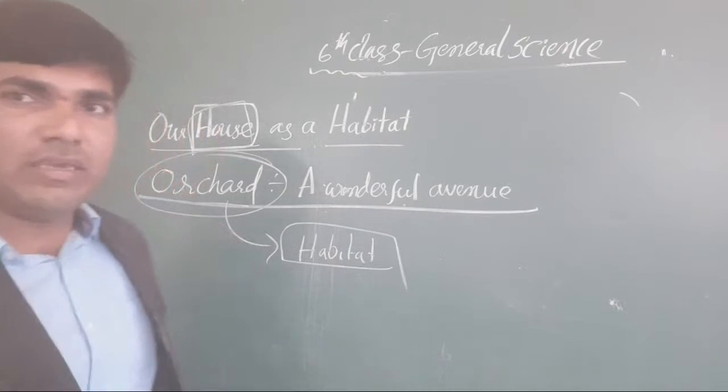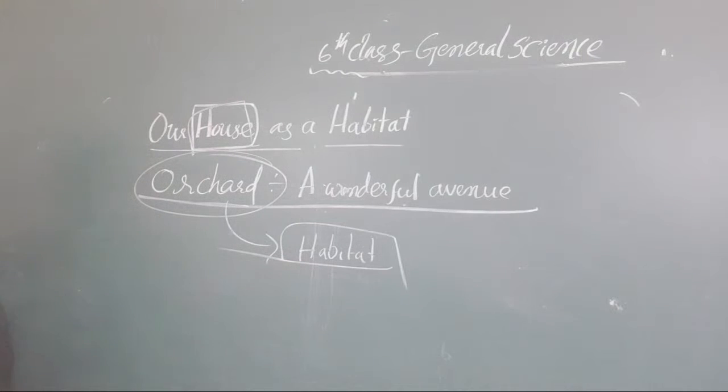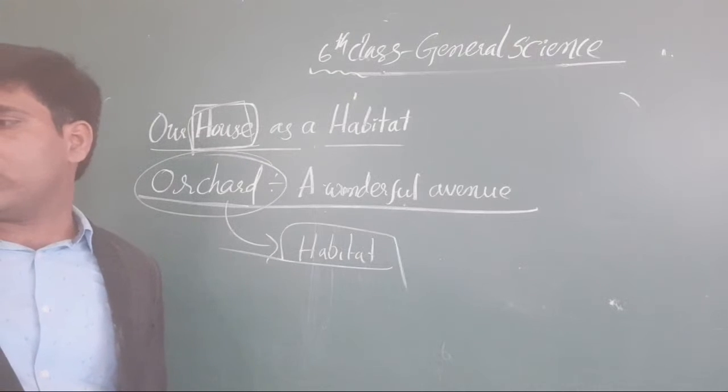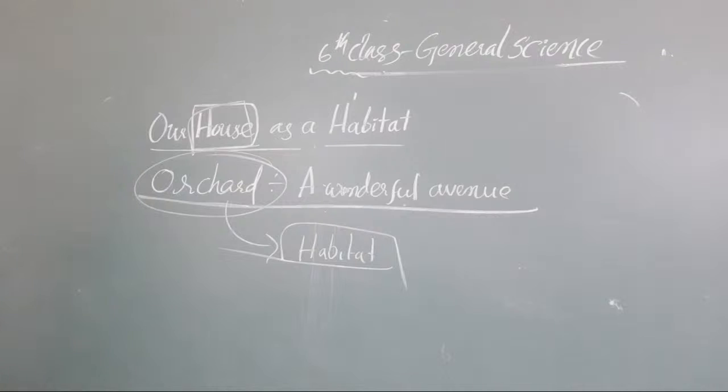Yes, and here our orchard also works as one of the wonderful avenues. Okay, why? Because all plants that grow in an orchard are the same as the plants of a forest. Why is it like that? Tamarind, mango, and amla are examples of plants that grow in a forest or in house gardens or fields. Okay, plants and animals. Clear on all of you?